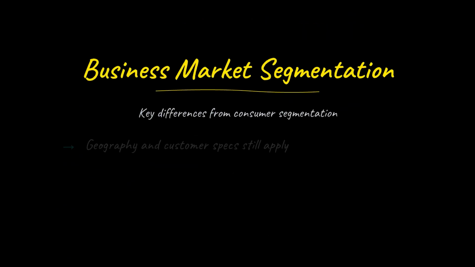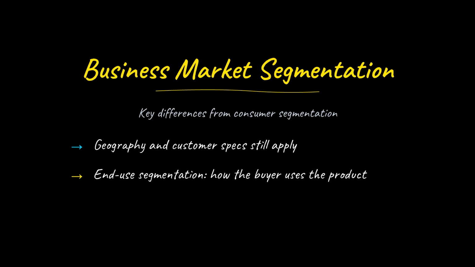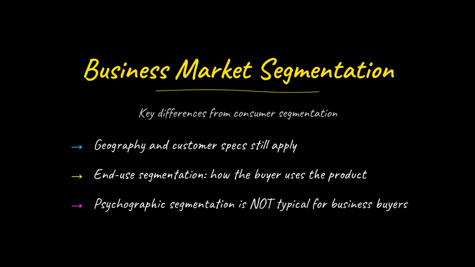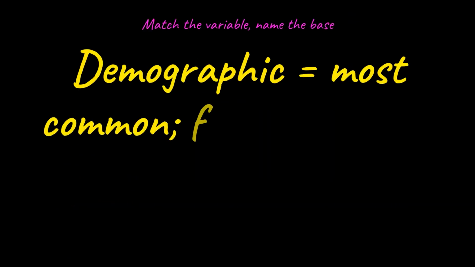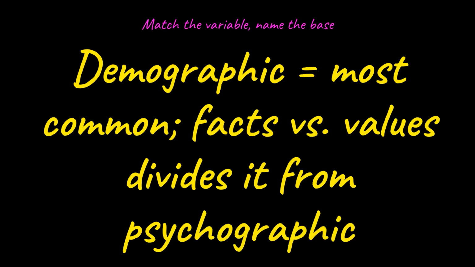Business markets are segmented somewhat differently. End-use segmentation, which focuses on exactly how a business buyer will apply the product, is a key approach. Importantly, psychographic segmentation based on personal lifestyle and values is characteristic of consumer markets and is not a standard method for business buyers. When a scenario lists age, income, or gender, that is demographic.